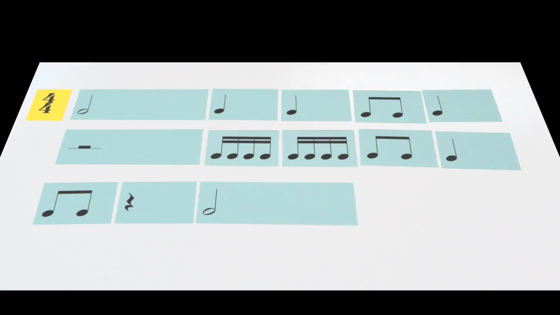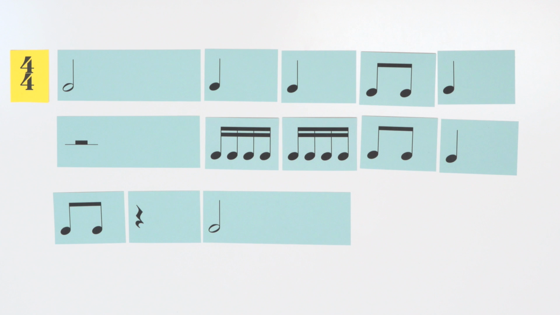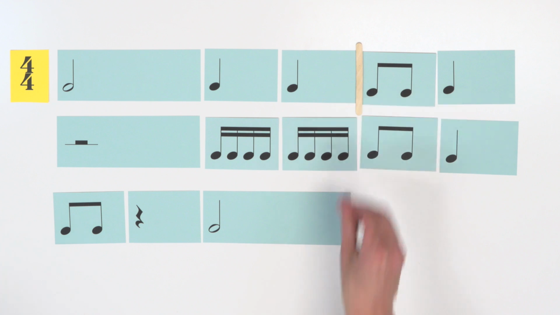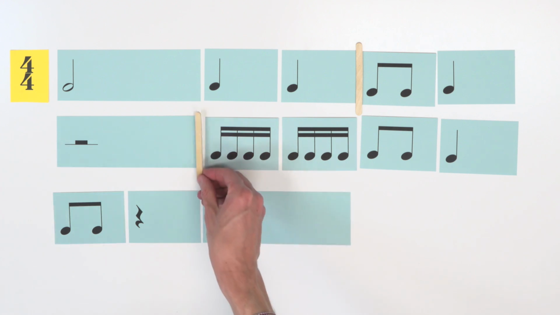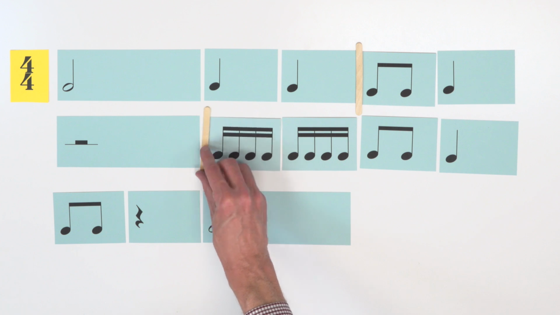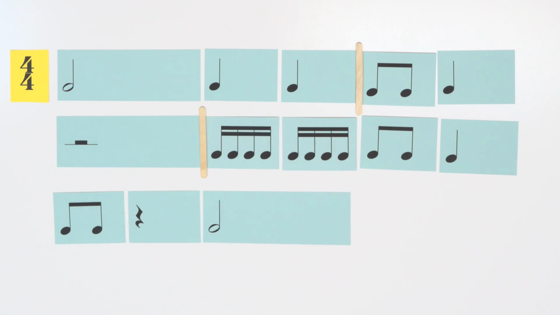Let's try another one. Here's the next one. What's your time signature? That's right, it's 4/4. So, can you point to where the first bar line goes? If you're pointing here, you're correct. Where's the next one? If you're pointing here, you're correct. And where's the next bar line? That's right, it's here. And the final bar line? That's right, it would go right here. Double bar line to show we're done.